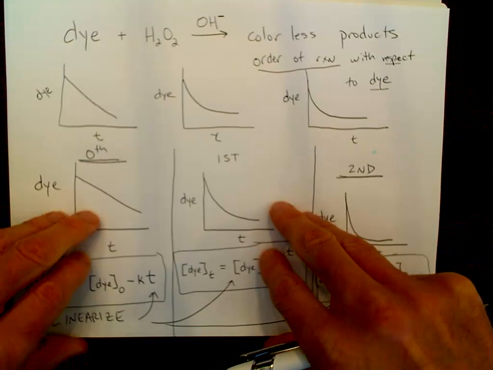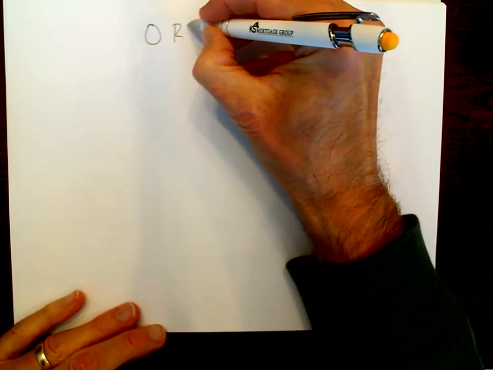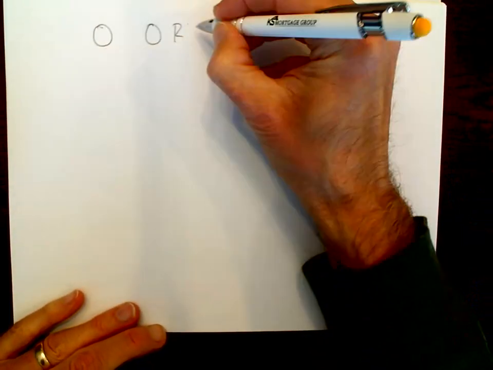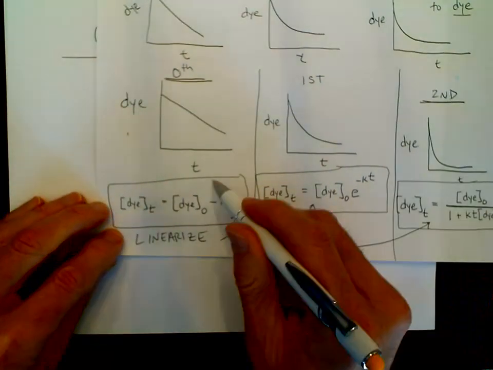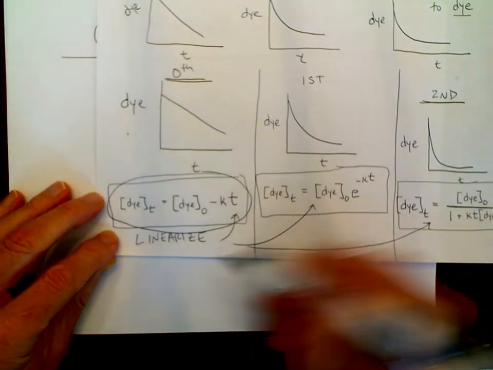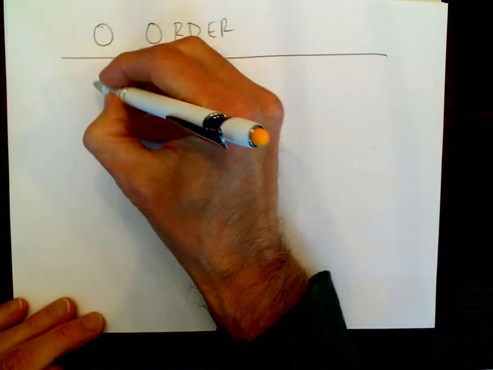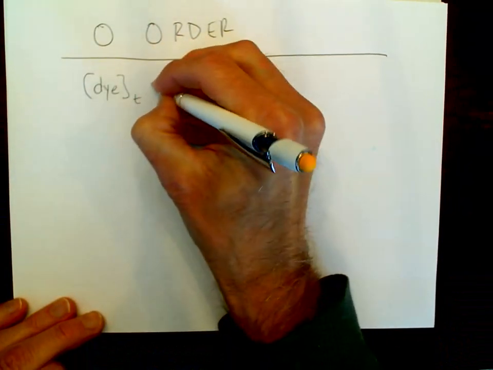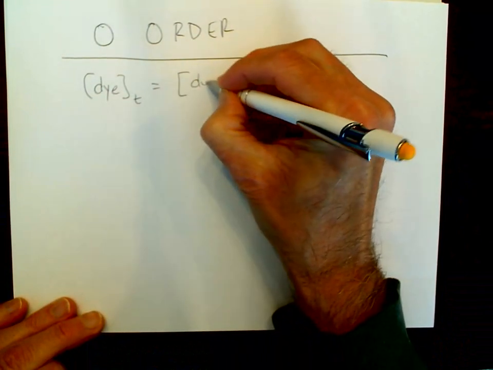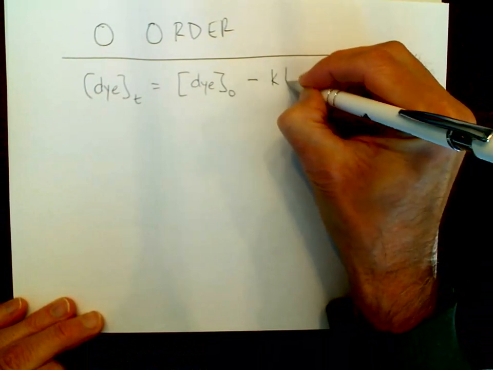We're going to do zero order first. So zero order. And what's nice about zero order is the linearized form of this equation is just that equation. It's the same thing. So the linearized form of the zero order equation is the concentration of our dye at some time t is the concentration of our dye initially minus kt.